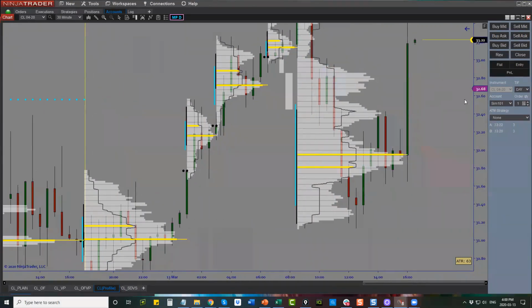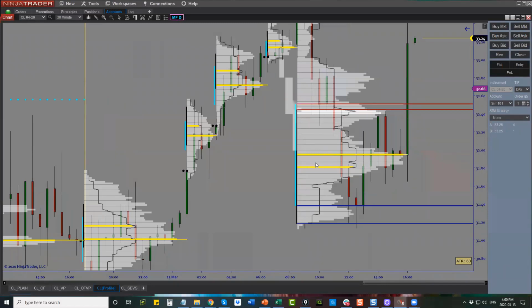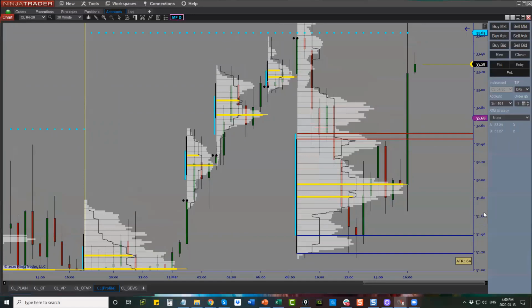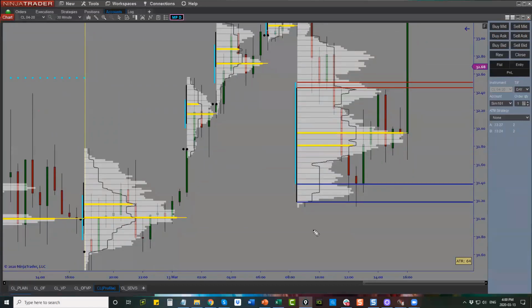That profile just shifted. So let's go back over here and take a look at that. Okay. So I know for a fact that down here we're at the value area lows. I know for a fact we're up here at the value area highs. That's expensive and cheap. What about in here? Low volume rejects price.